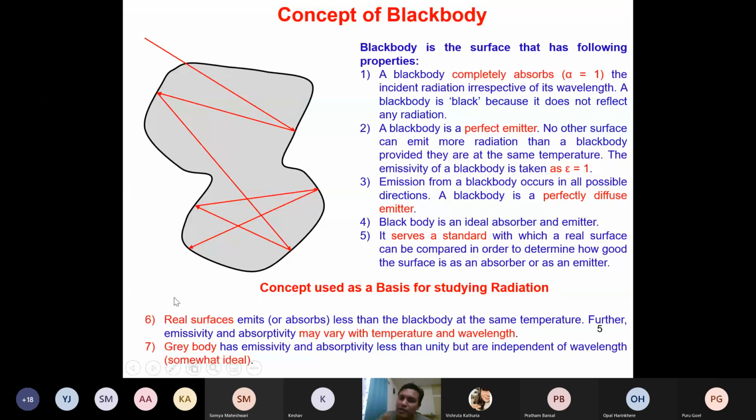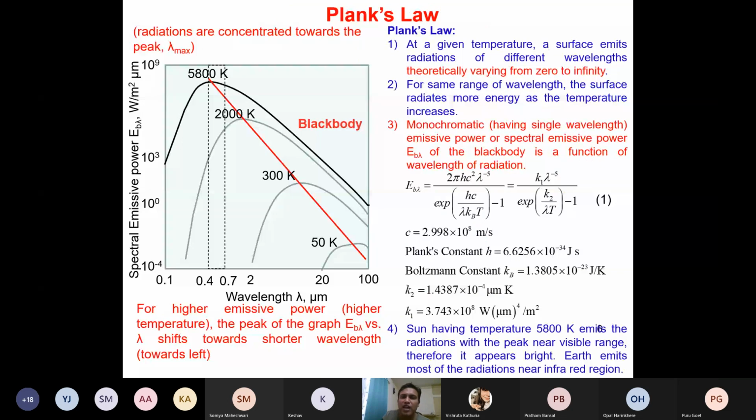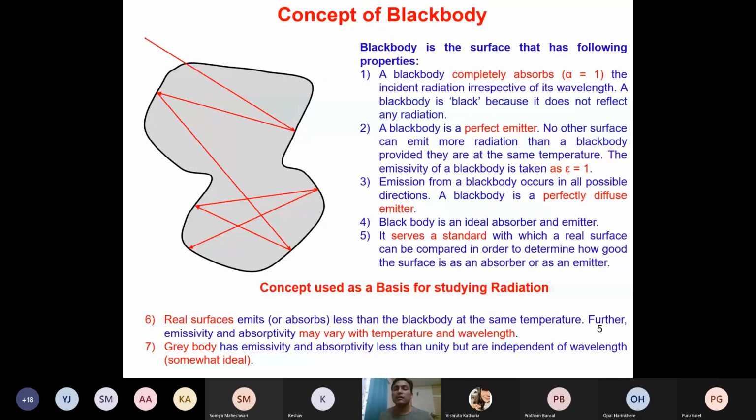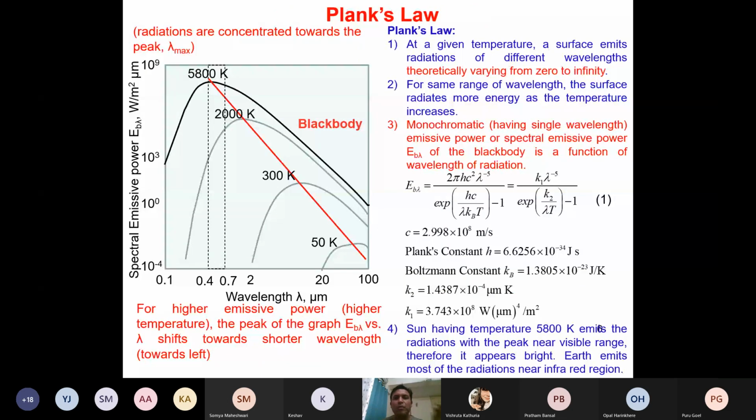Is it clear to everyone? Yes, sir. Okay. So I think we will stop here. We will start from Planck's law and other things in the next class. Planck's law basically gives, okay, maybe we will do it in the next class. Just let it be.